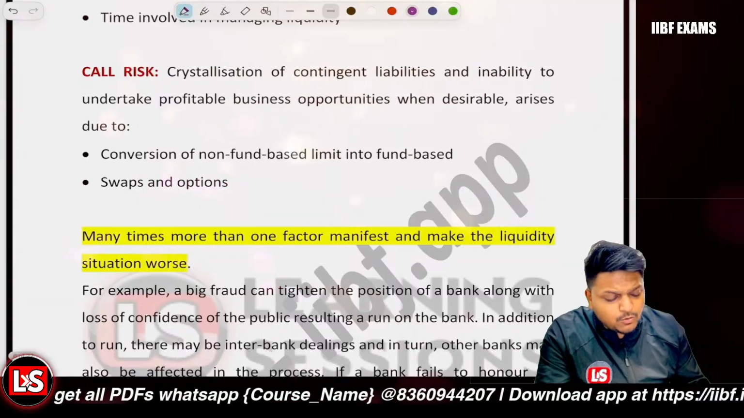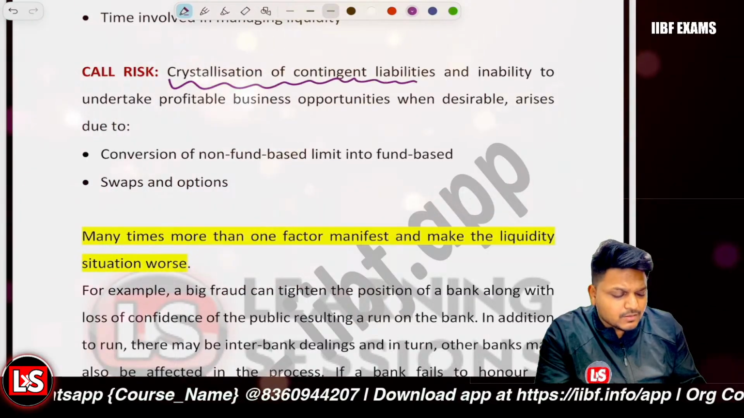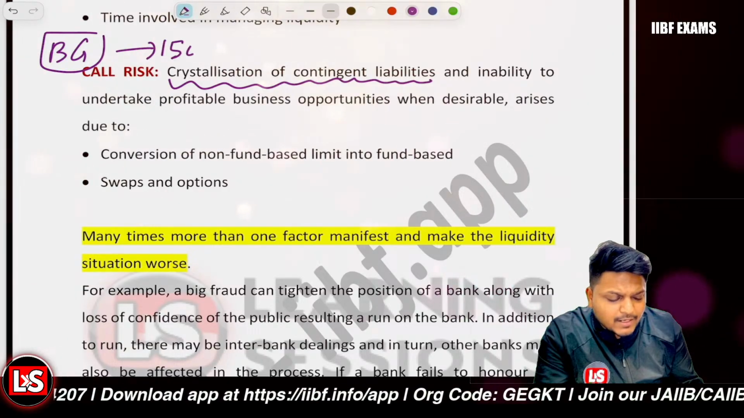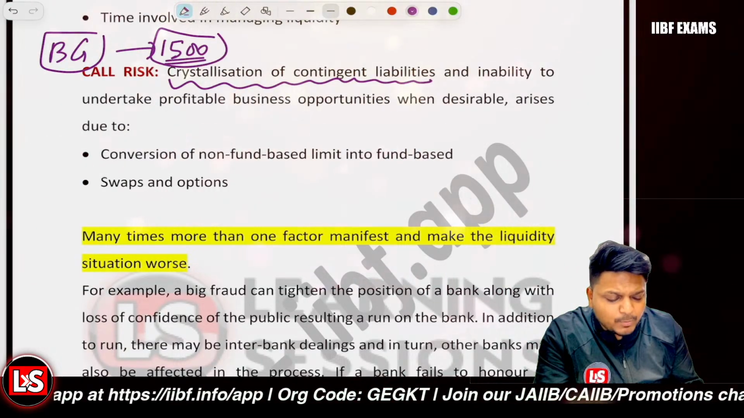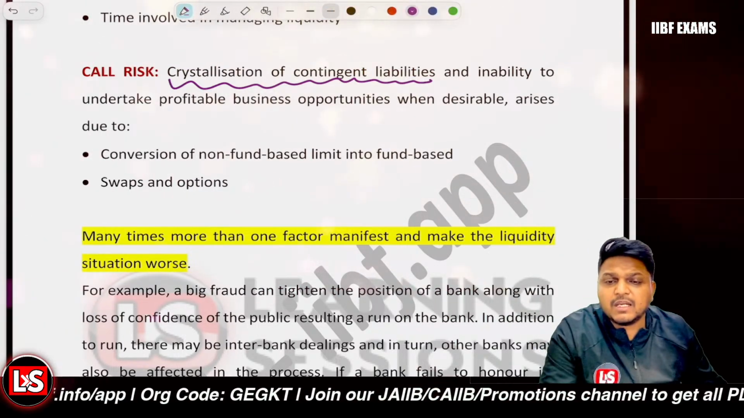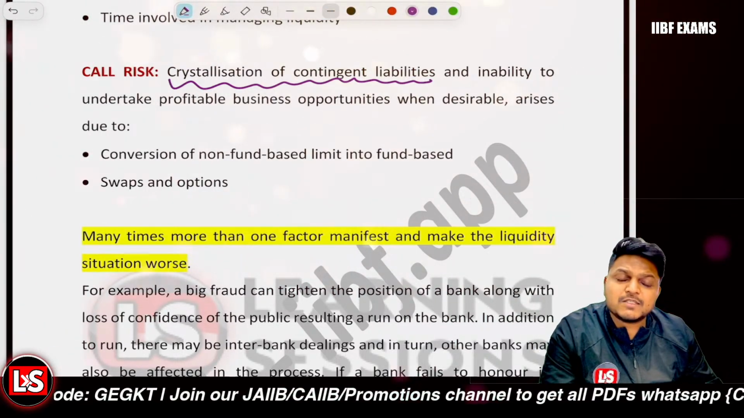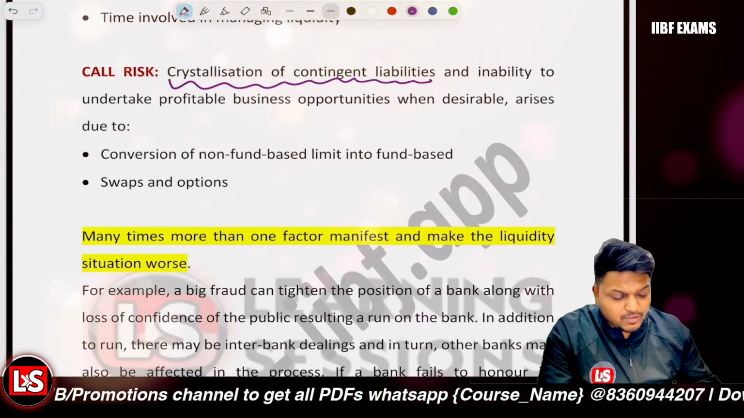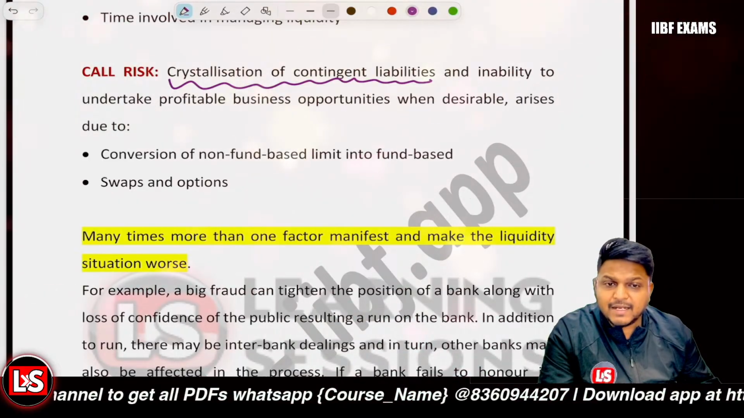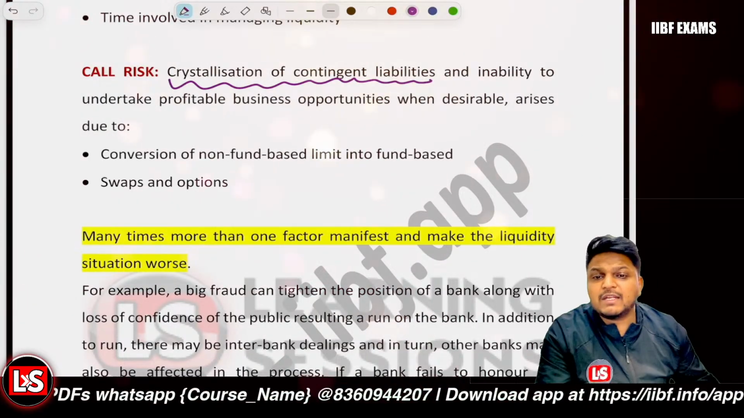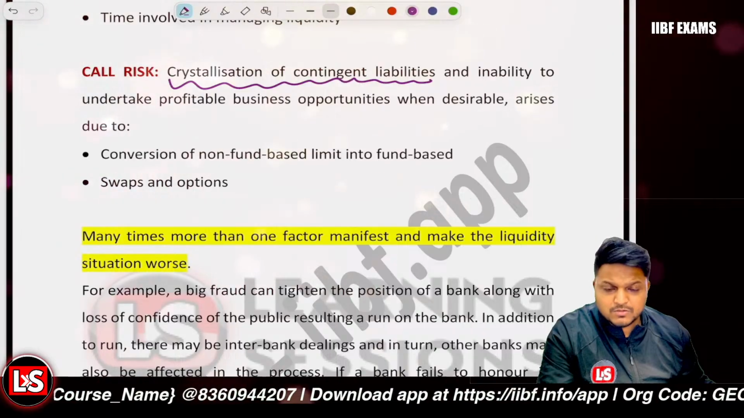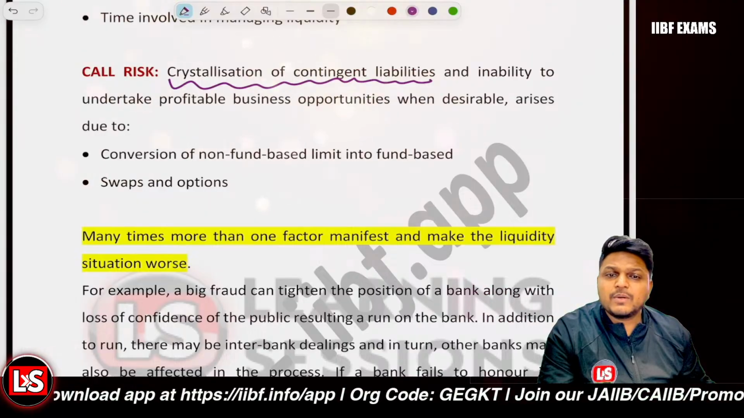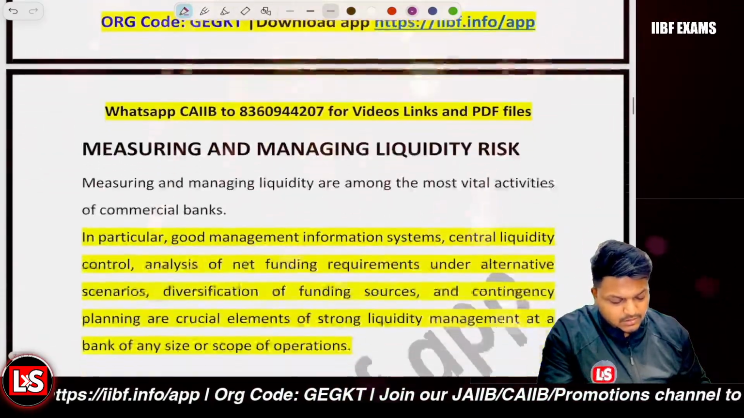Call risk is basically related to crystallization of contingent liabilities. Let's say you issued bank guarantees amounting to rupees 1500 crore, and those crystallize, you have to pay 1500 crore. Definitely it's like conversion of non-fund limits into fund-based loans. It could also be related to derivative contracts or contingent exposure. So these are the types of liquidity risks. Clear with it?